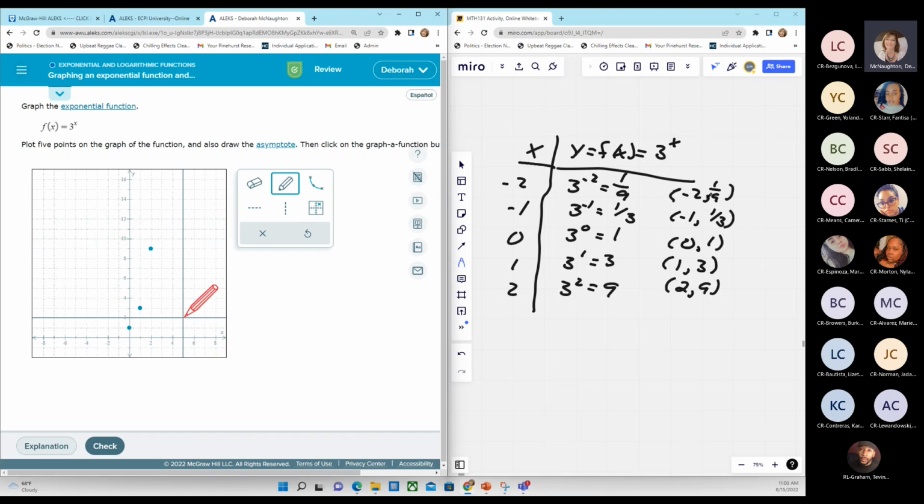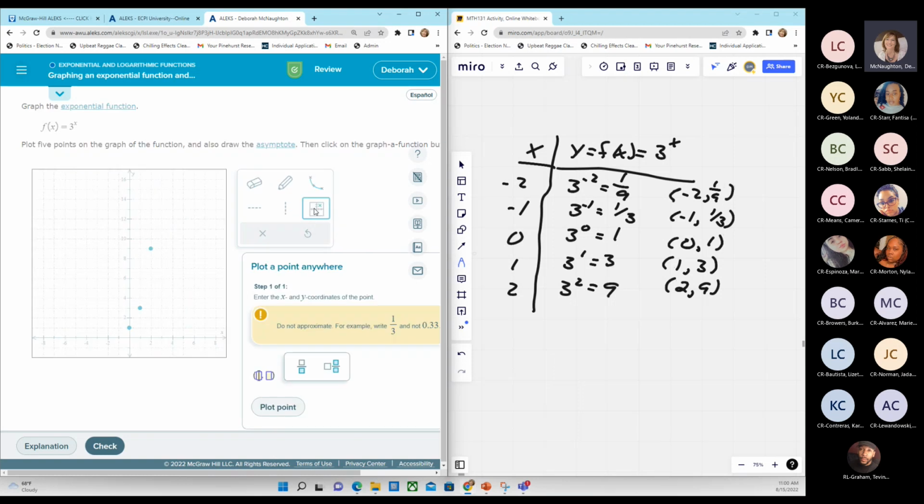But to graph these other points, these first two, because they have fractions, we have to use this plot a point feature. And then we're going to put in -2 and 1/9. If you don't click plot point, it shows it on the graph, but it won't put it there, so be sure you click plot point, otherwise it'll just disappear when you do the next one. And then -1 and 1/3, and plot that point. And now we have our 5 points on the graph.